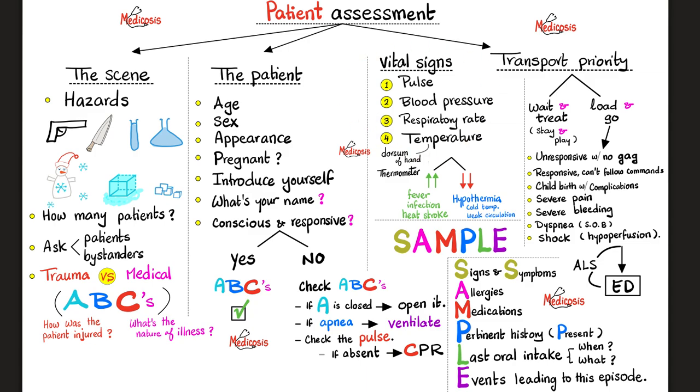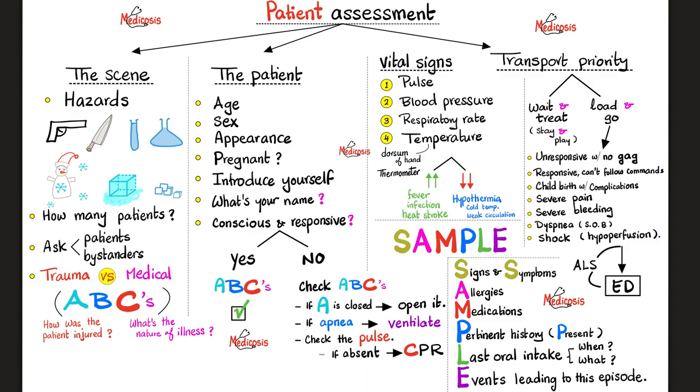The vital signs are pulse, blood pressure, respiratory rate, and temperature. To understand the difference between the word pulse and heart rate, please refer to the previous videos, especially my video on the vital signs. You can use the SAMPLE method. The S, signs and symptoms. A, is the patient allergic to anything? M, is the patient taking any medications? P, pertinent history or present history. L, is last oral intake. What was the intake and when was the intake? And E is the events that happened before the episode.